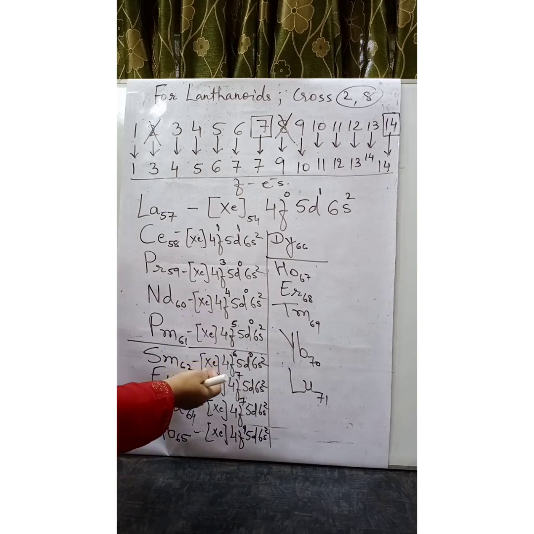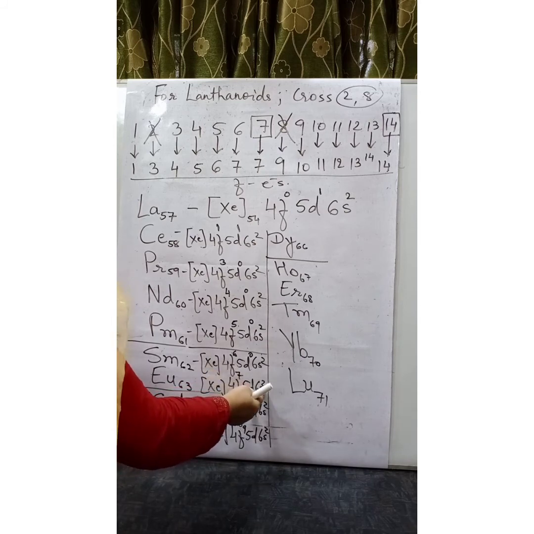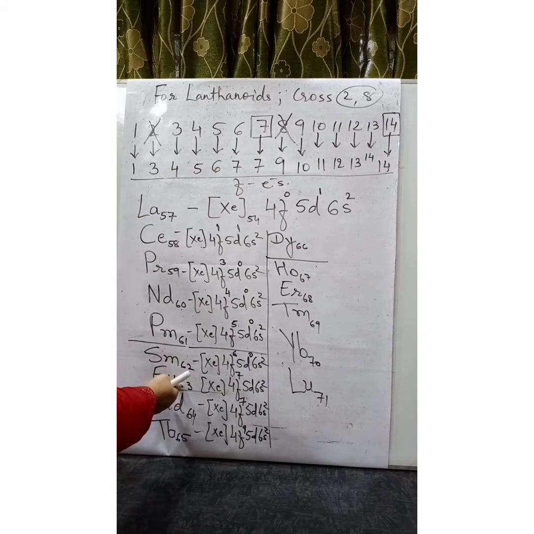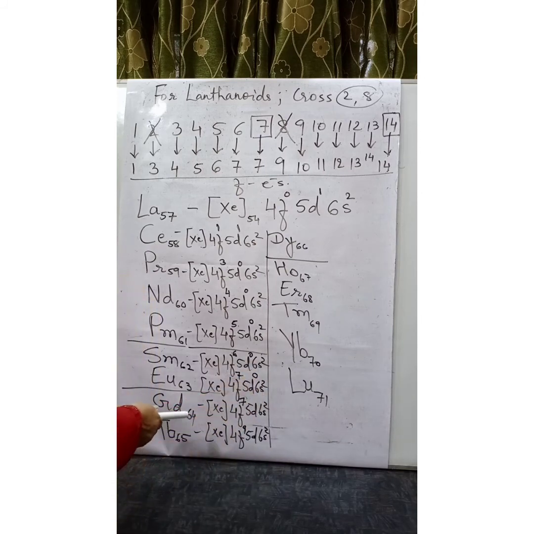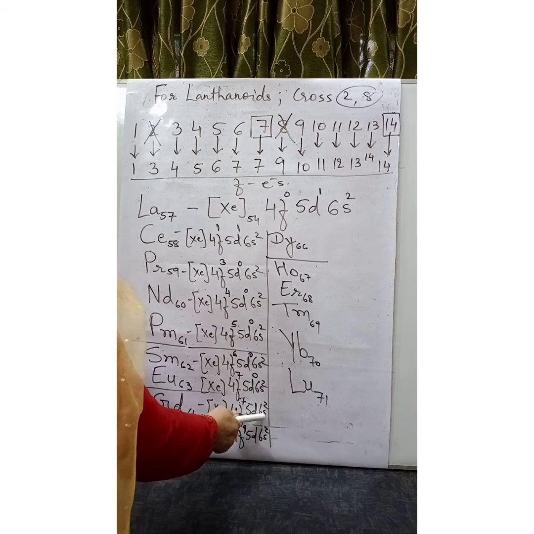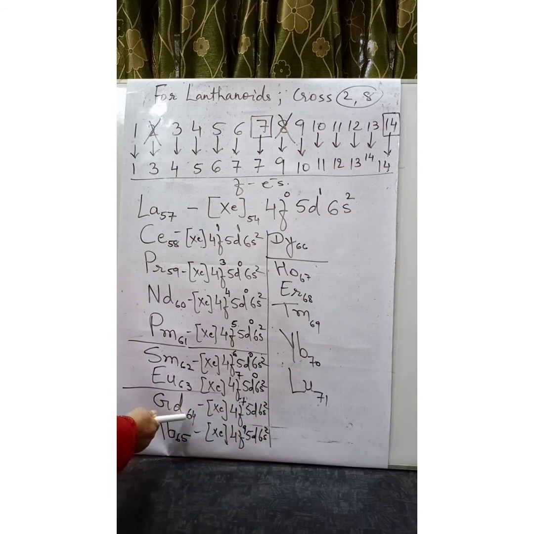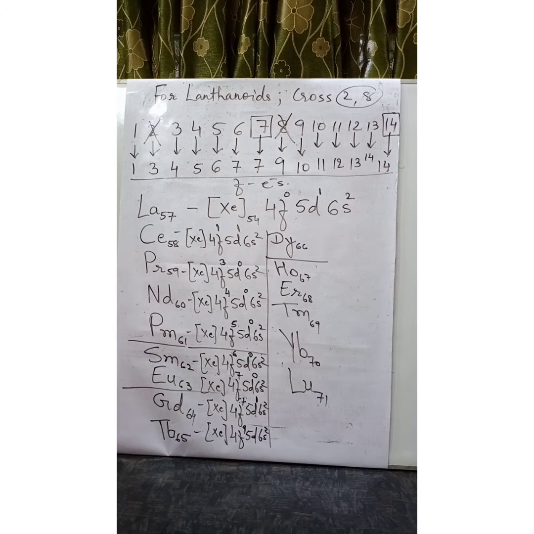Let us see here. 54 plus 7, 61. 61 plus 2, 63. So 63 minus 63, here also 0. Check it here. 54 plus 7, 61. 61 plus 2, 63. How many we are having? 64. 64 minus 63, 1. So 5d will have 1 electron. Let us go for the next one.